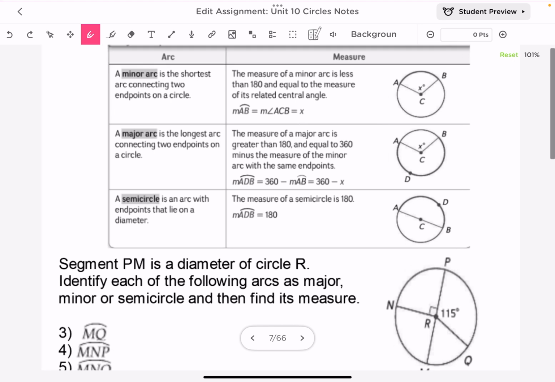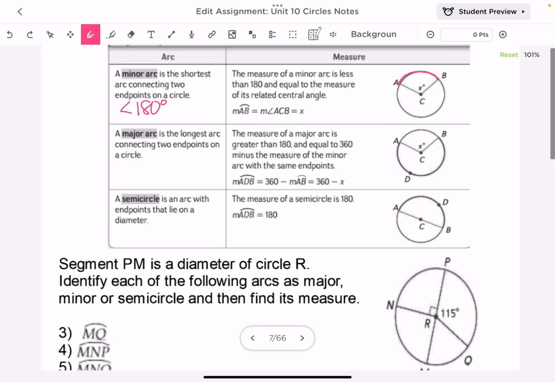All right, so here's, it was on the next slide. I don't know why I said it already. This is talking about minor arcs, major arcs, and semicircles. So a minor arc, if you look at this picture, arc AB would be a minor arc because it is less than 180 degrees.